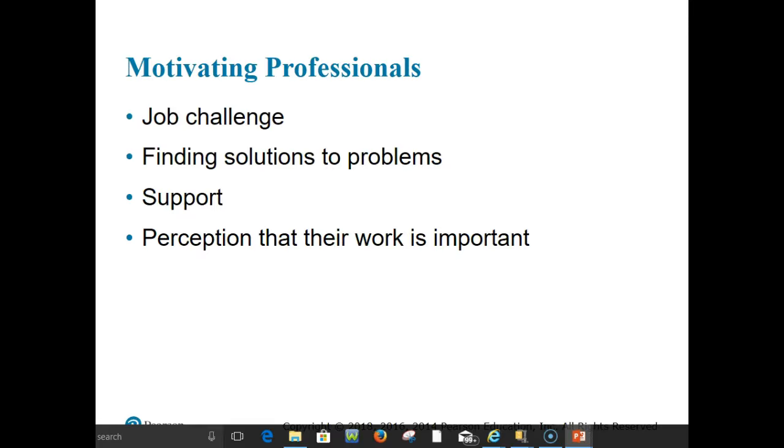So that may be true for all employees, but professionals tend to be focused on their work as their central life interest, whereas non-professionals typically have other interests outside of work that can compensate for the needs not met on the job.